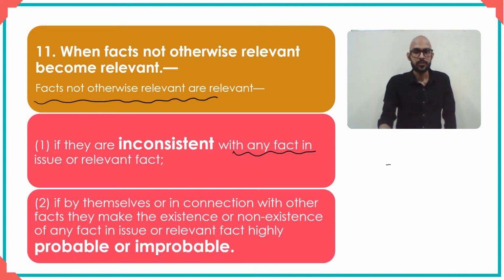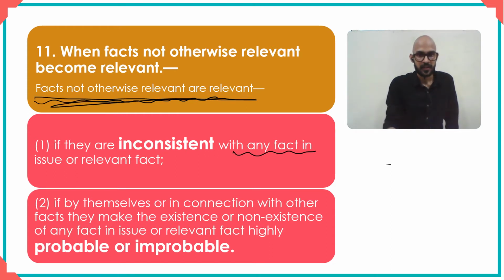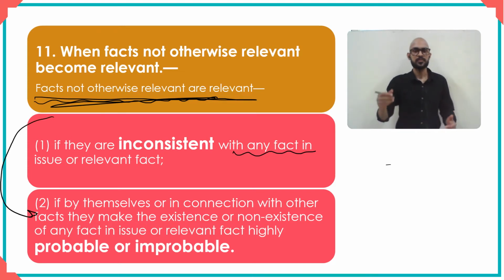Then we go ahead to 11 subsection 2. So again, read the sentence again from the top. So it says, facts otherwise not relevant are relevant if, by themselves or in connection with other facts, they make the existence or non-existence of any fact in issue or relevant fact highly probable or improbable.